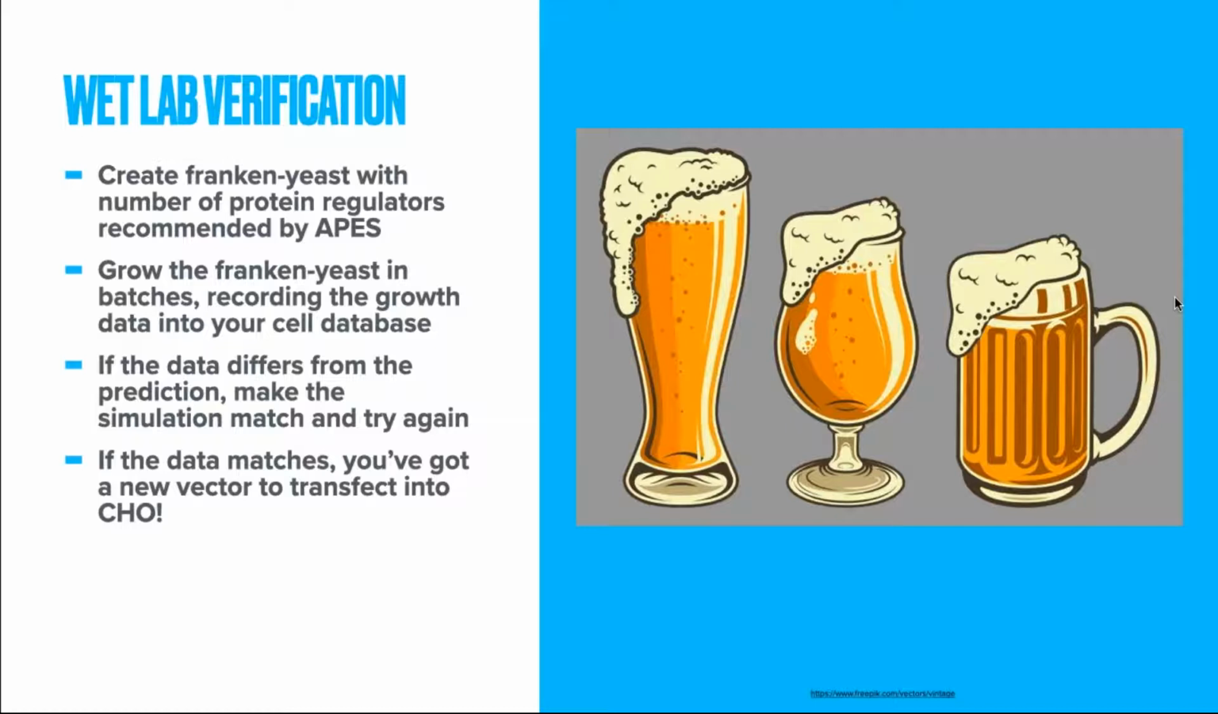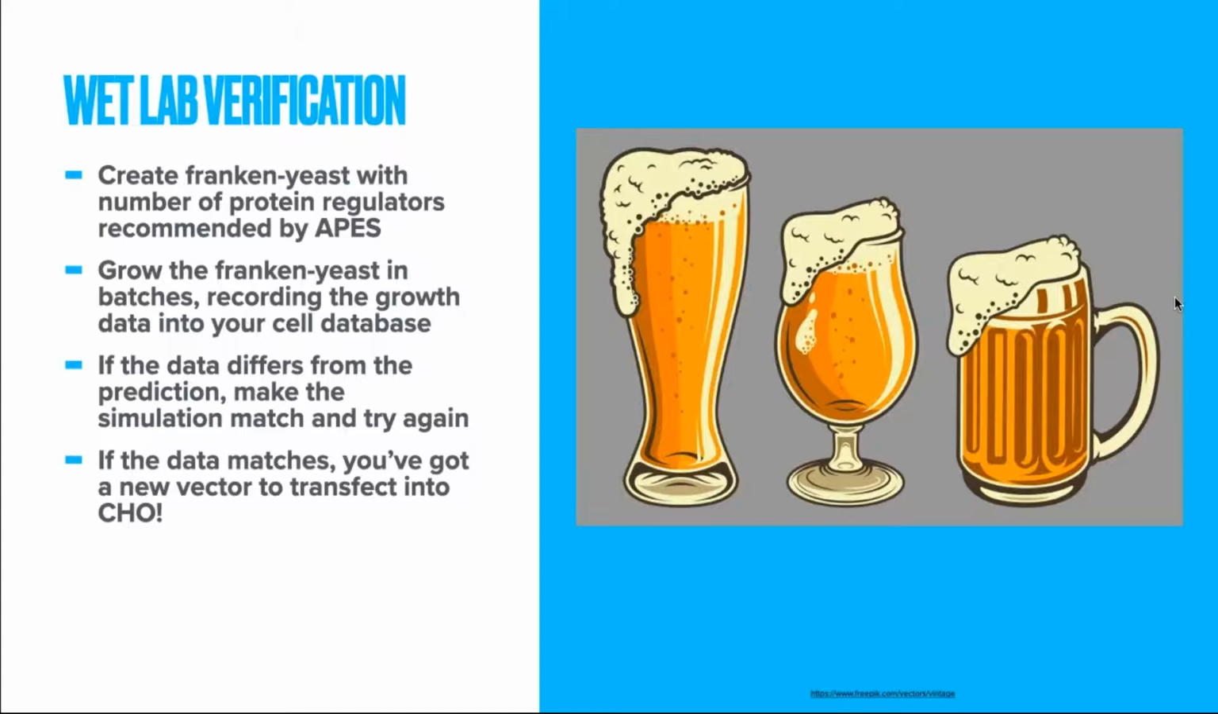Depending on whether they promote or inhibit the expression of the protein, you're going to have a different amount of it expressed, and that's going to affect the metabolic process, and so the byproduct that you're looking for. And then you grow the Franken yeast in batches, recording the data into your cell database. So that's where we were talking about the high throughput experiments.